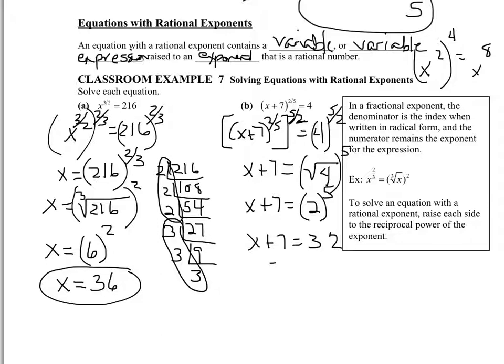To finish this, subtract 7 from each side. And I now find that x is equal to 25. If I were to go back to the original problem and I put in 25 for x, the left side should equal the right. We are now finished with Chapter 1.